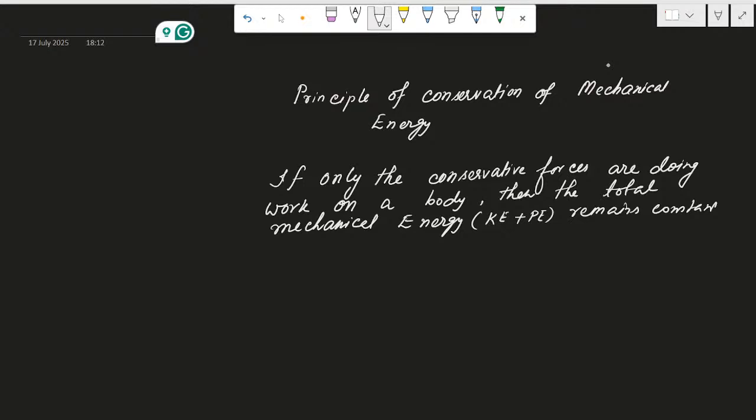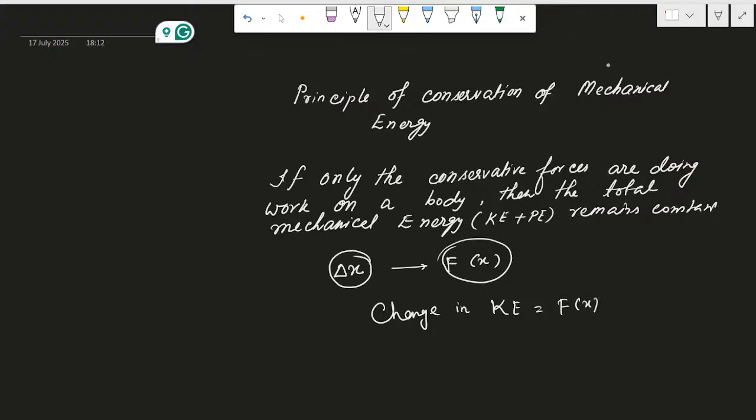Suppose you have an object that undergoes a displacement of delta x under the action of a conservative force Fx. So delta x is the displacement of the object under the influence of a conservative force Fx. Therefore the work energy theorem says the change in kinetic energy is equal to the work done, Fx into delta x.